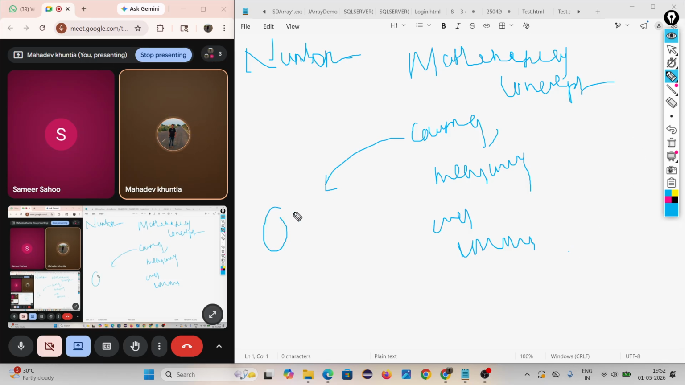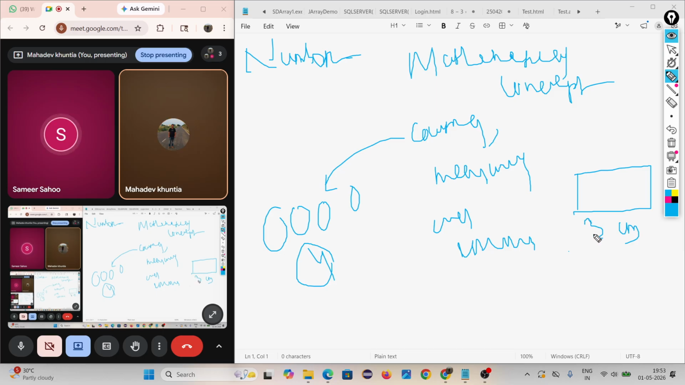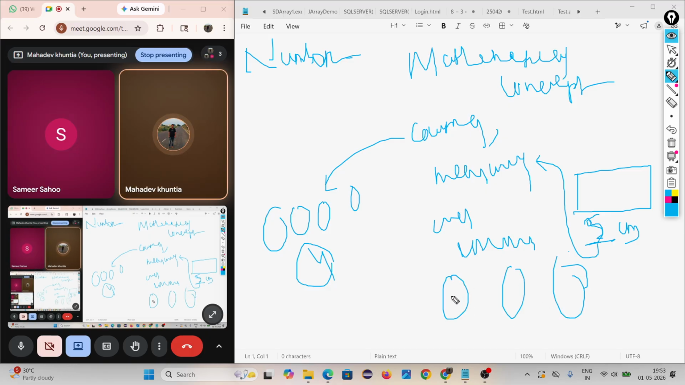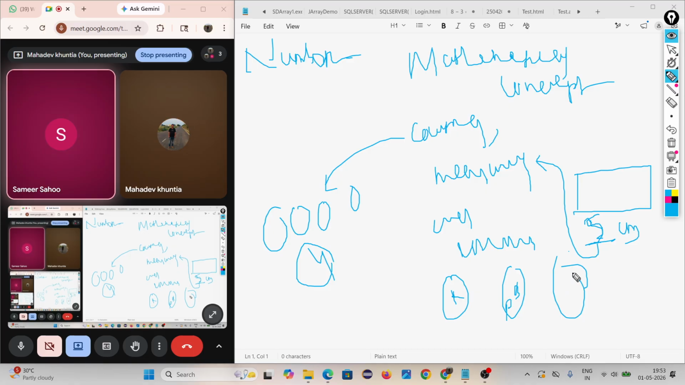Counting. Example for counting. Tell me how many circles are there? 4. So here you are using number for counting, na? Tell me what is the length of this rectangle? 5 centimeter. So here you use 5 for measuring, na? Suppose there are 3 boxes. Inside the 3 boxes you kept different types of pen. Here red pen, here blue pen, here pencil. Okay. How do you remember in which box which thing is available? Suppose you label 1, 2, 3.